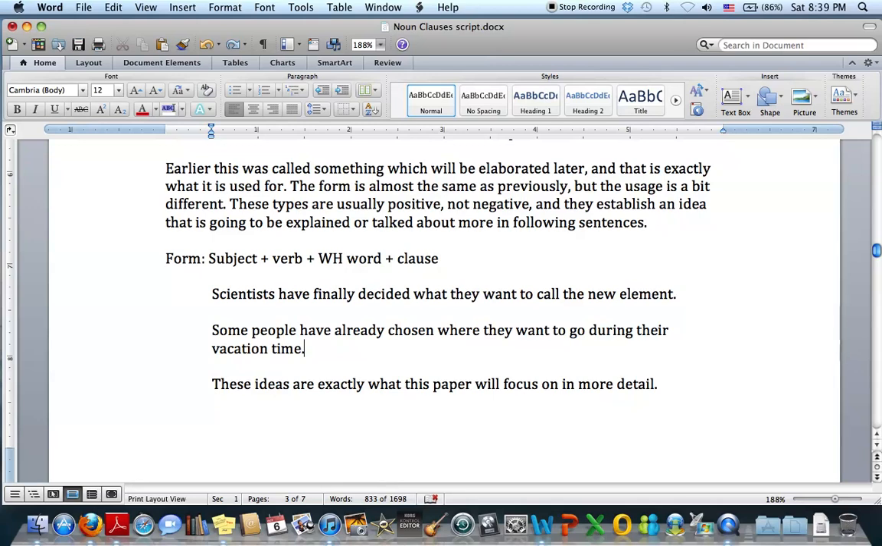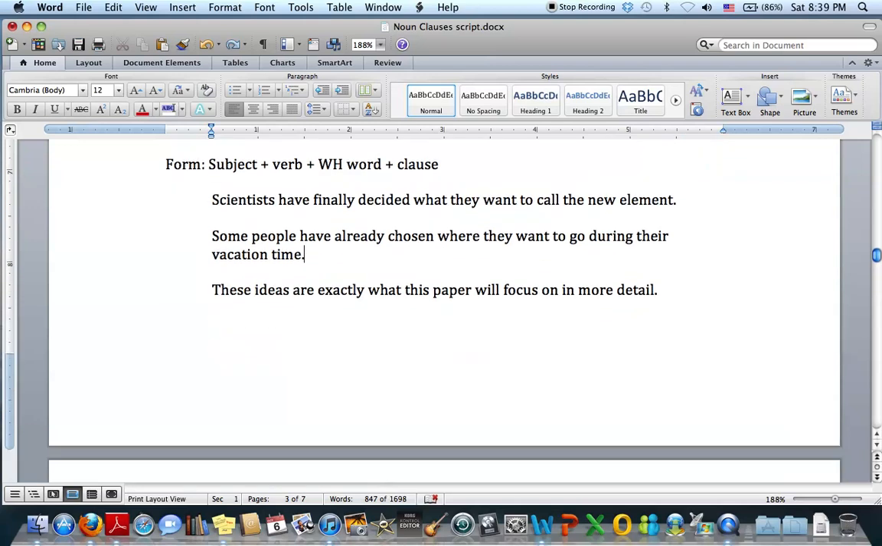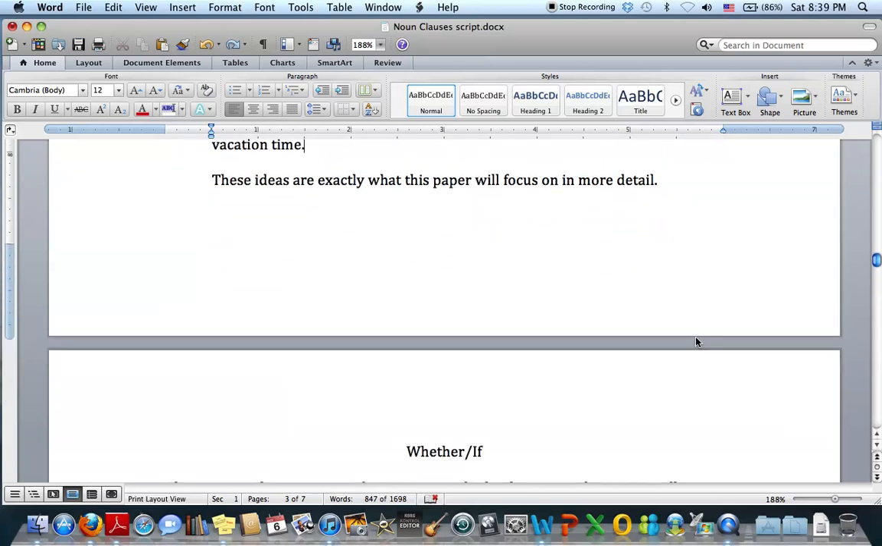Same case. Some people have already chosen where they want to go during their vacation time. Well, in another sentence that comes right after this, I'm probably going to say, many of them have decided to go to Mexico, while some have decided to remain in the United States but go to other places. I need to elaborate. I need to talk more about what exactly they've decided to do, where they've decided to go. All right. Let's come down and talk about the next part here.